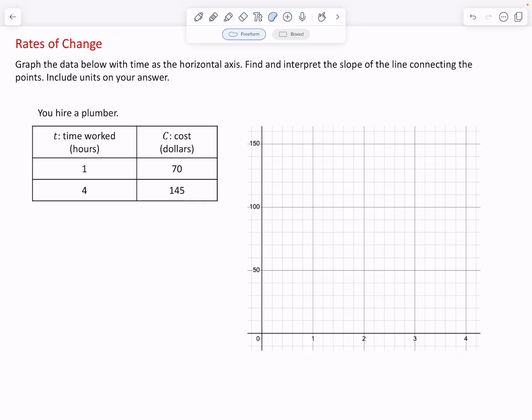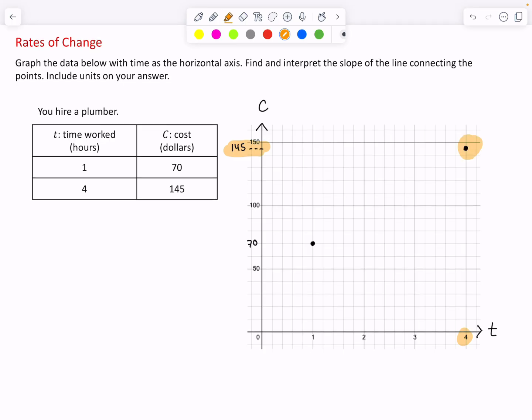The first coordinate is t, which represents time worked in hours, and the second coordinate is capital C, representing the cost in dollars. We'll treat the first coordinate as the horizontal axis, so put time on the horizontal axis and cost on the vertical axis. So when t is 1, the cost is 70, giving us this point. And when the time is 4 hours, the cost is $145, giving us this point.